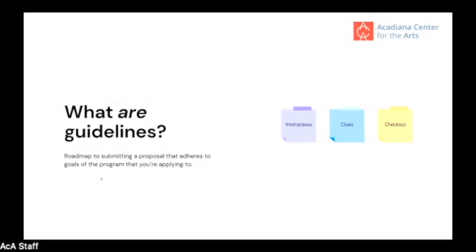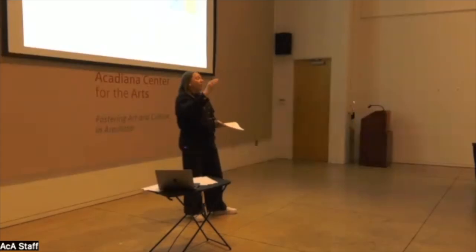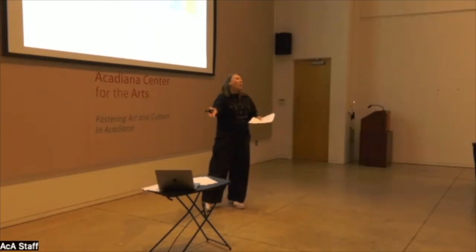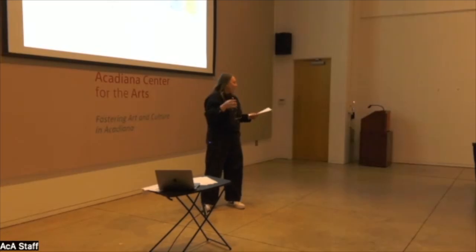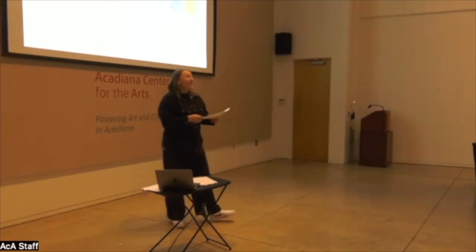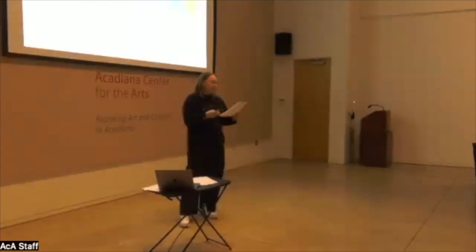Any kind of grant applications are going to have something of the sort. It might not necessarily be called guidelines, but their website will have a list of criteria that you're going to have to meet before you're applying. So they're essentially guidelines. The ArtSpark guidelines are called guidelines, but they're not always that obviously guidelines. So they're essentially a roadmap to submitting a proposal that adheres to the goals of the program that you're applying to. They include instructions and sometimes critical clues to what a funder is looking for. It's a checklist that ensures your application is complete and competitive.